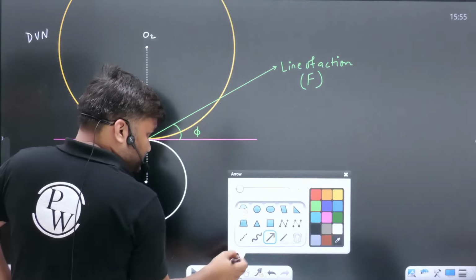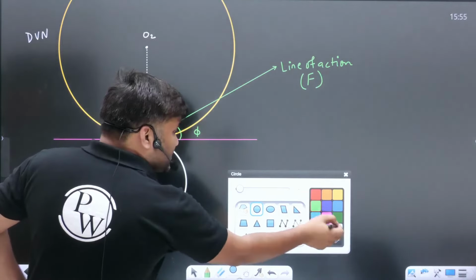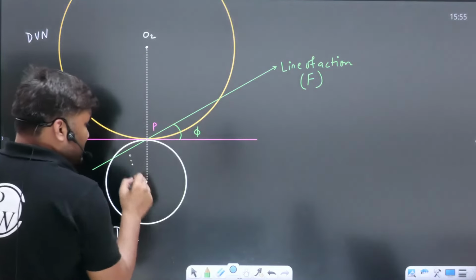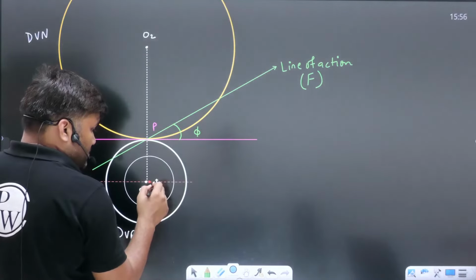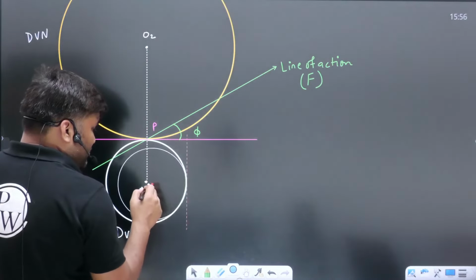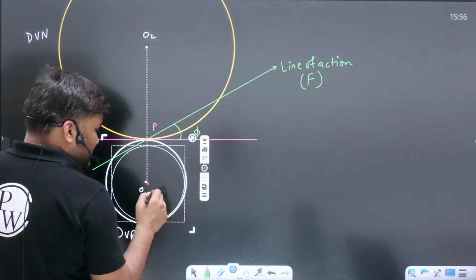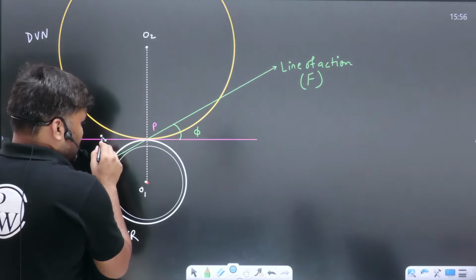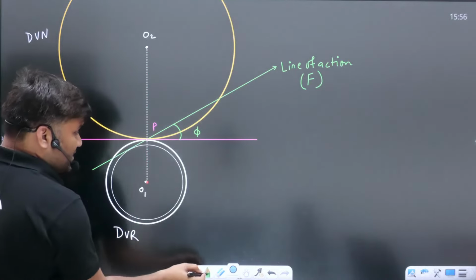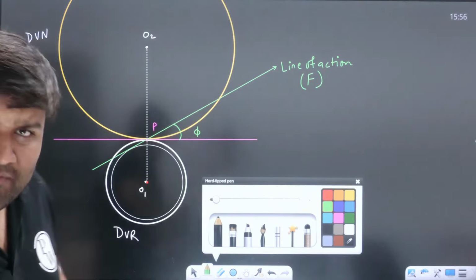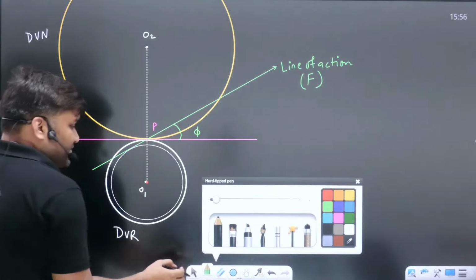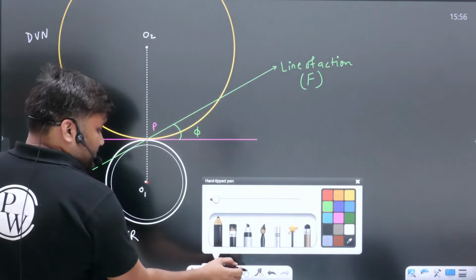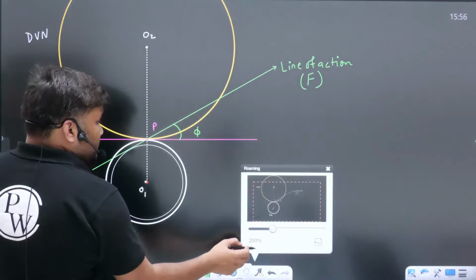Acha. If I show the base circle of the pinion, it looks something like this. The base circle of the pinion will look something like this. I hope this is clearly visible. Very thin circle I have drawn. This is the base circle which I have drawn, beta. Now, how many of you can see? The base circle of the pinion is this circle which I have drawn.